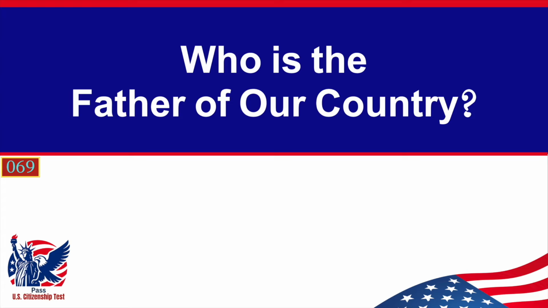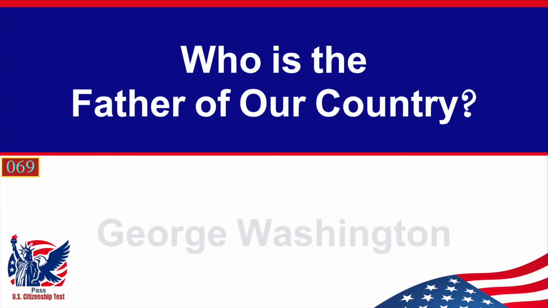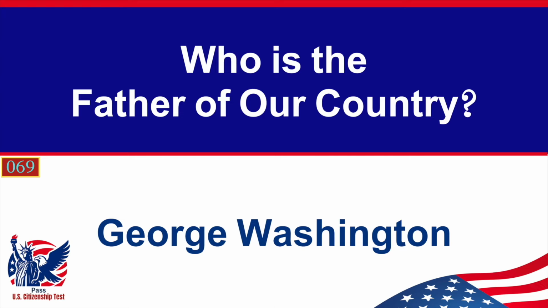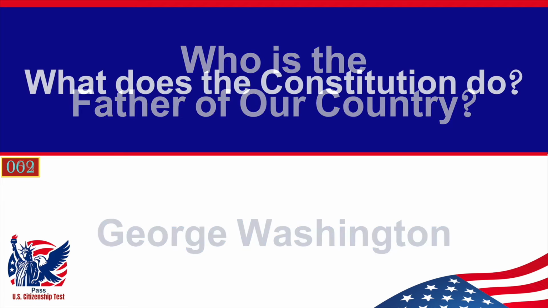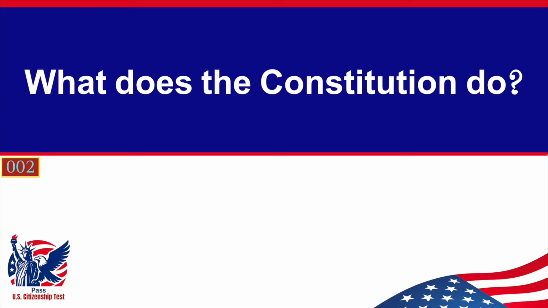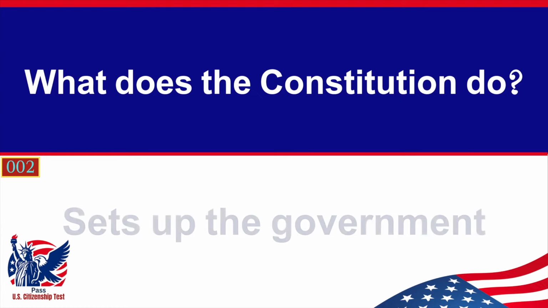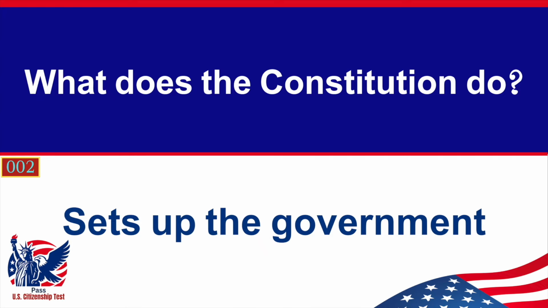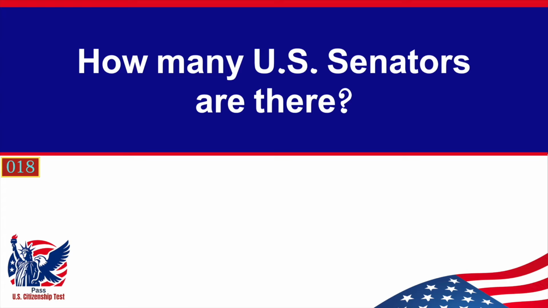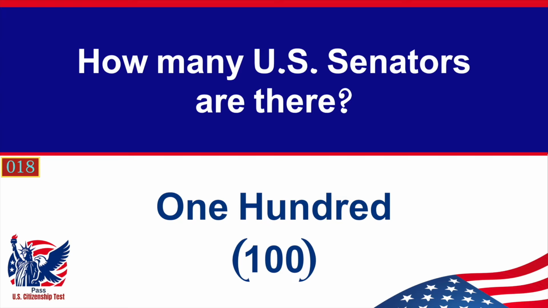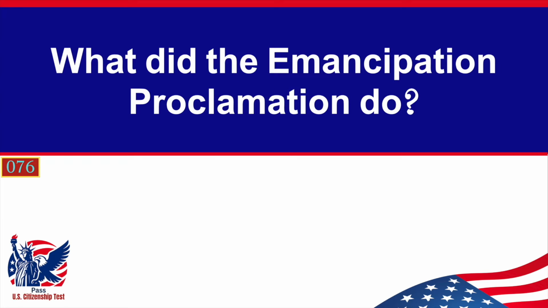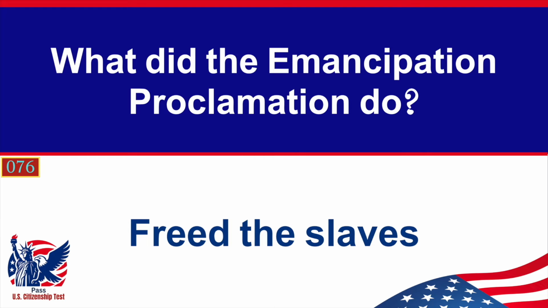Who is the father of our country? George Washington. What does the Constitution do? Sets up the government. How many U.S. senators are there? 100. What did the Emancipation Proclamation do? Freed the slaves.